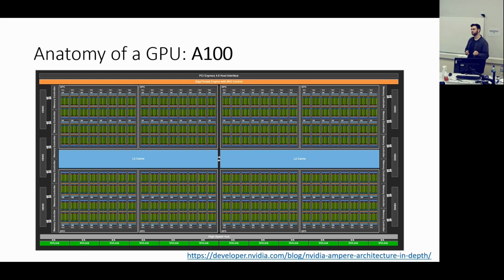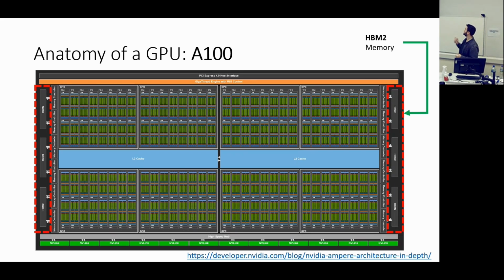This is the card that's available in Sulis, the HPC that we have access to here, or one of the HPCs we have access to here. In this diagram, I'll point out a few key points. On the edges here, you have these modules. These are the little black chips that were on the previous slide. They're basically just the onboard memory, the memory that the GPU cores will have access to.